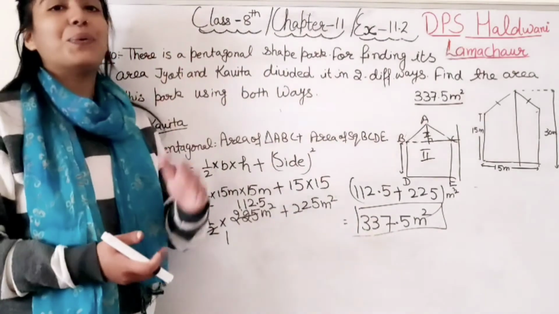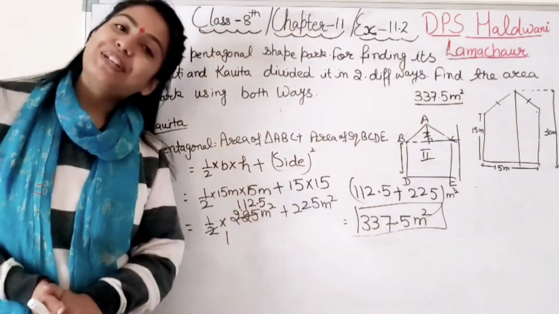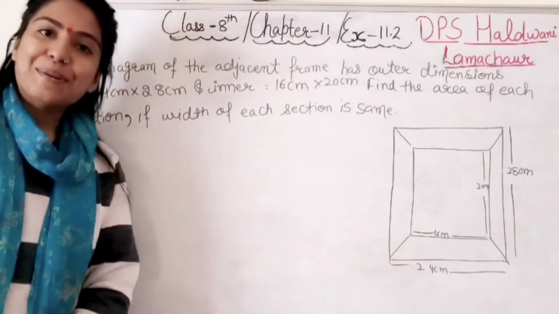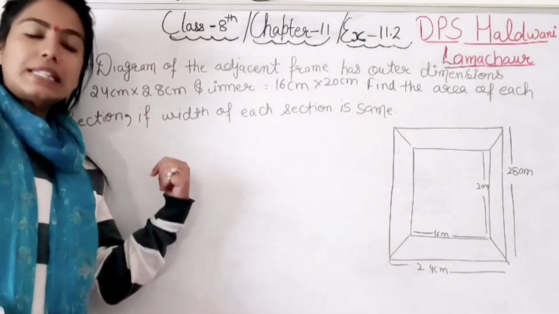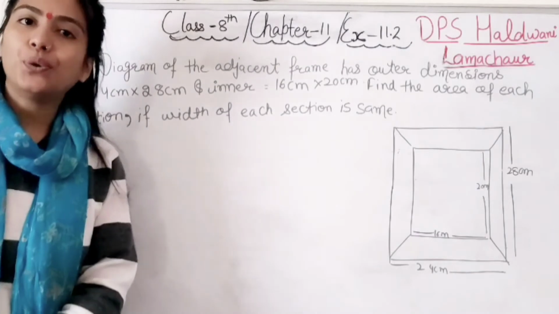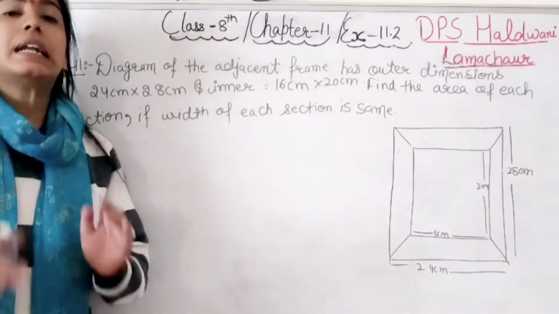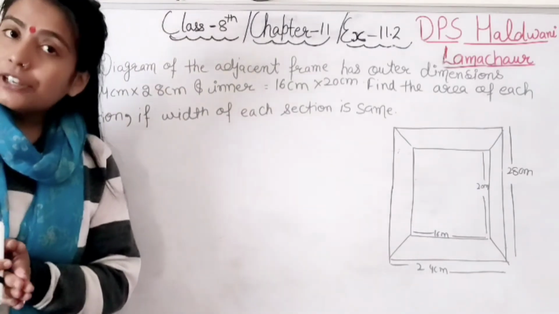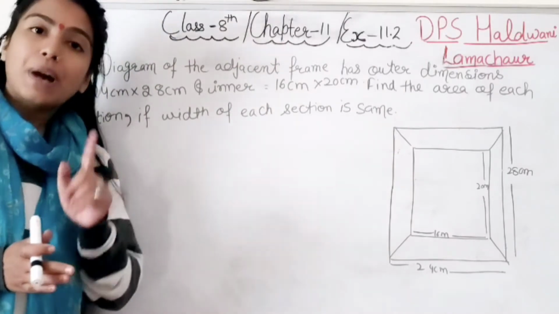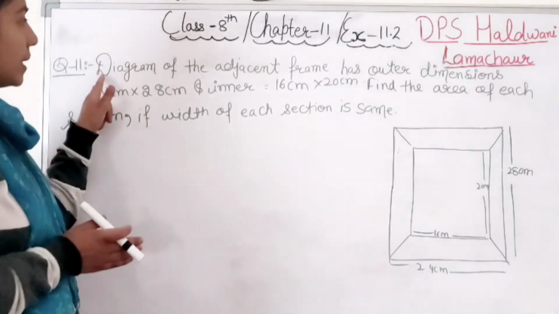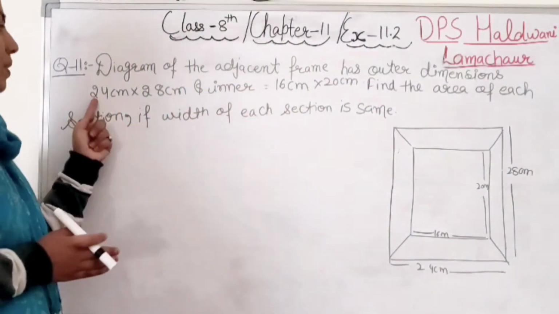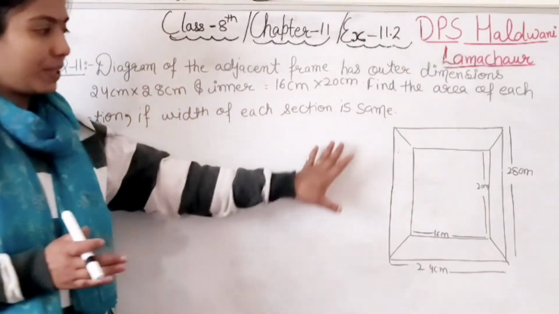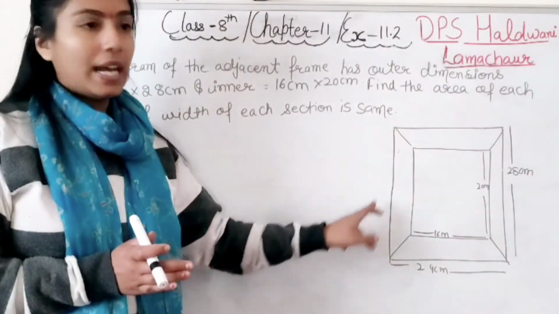So this was about our question number 10. Now coming to our next question, question number 11, student. Please understand carefully because this question, only one question I am giving you as homework. But I am going to discuss how to do it. So understand it carefully. You have to solve this question on your own. Okay. So the diagram of the adjacent frame has outer dimensions 24 into 28. In this figure you have outer and inner.